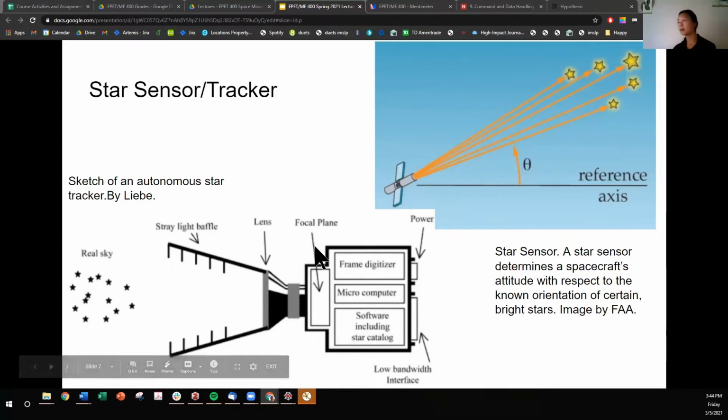This is simply put, there is a camera, a very high resolution camera that takes an image of the sky with stars in it, and given different constellation patterns that are on a star map. So here, software including star catalog, a star tracker is loaded with a star catalog. And within that star catalog, there are labels of the strength of brightness of each star and how far away each star is.